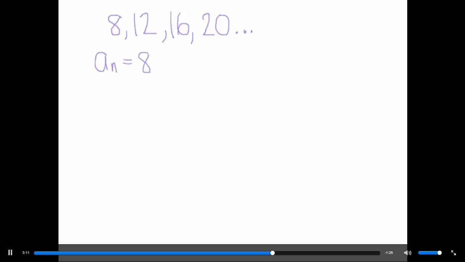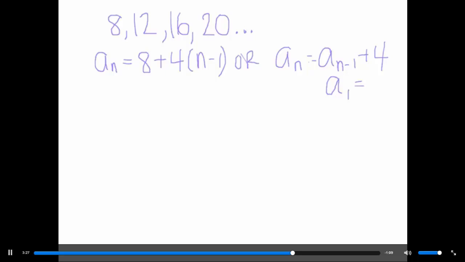Let's look at another example. What about this? Okay. You should realize that it's arithmetic because that pattern is +4. So your explicit would be a sub n equals 8, which is your starting term, plus 4 times n minus 1. Okay, your recursive would be a sub n equals the term before it, plus 4. And don't forget to define the first term.